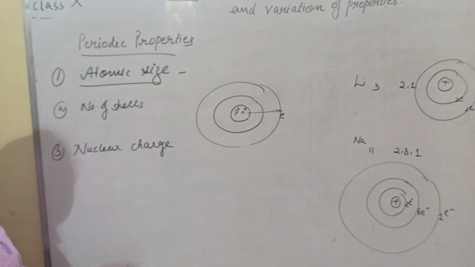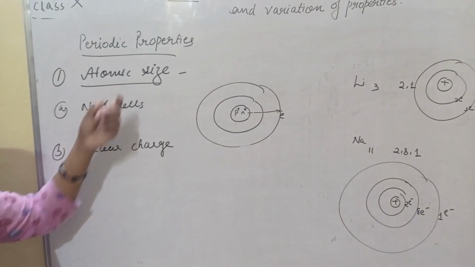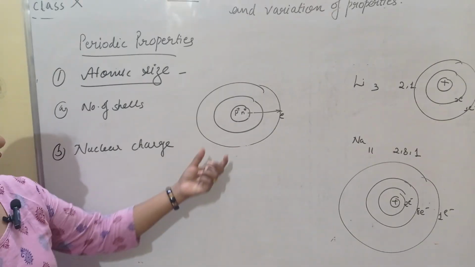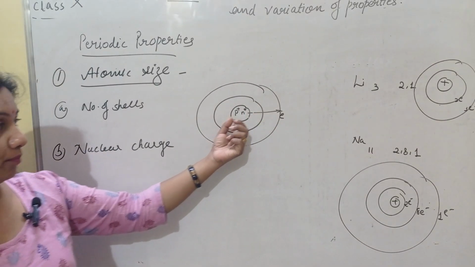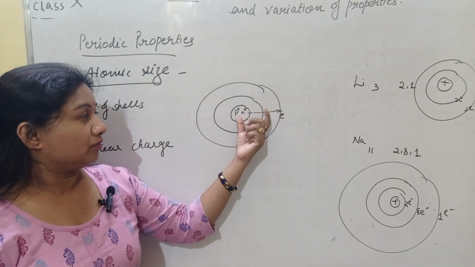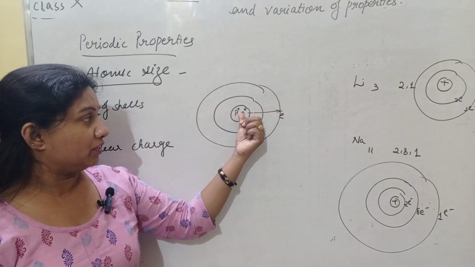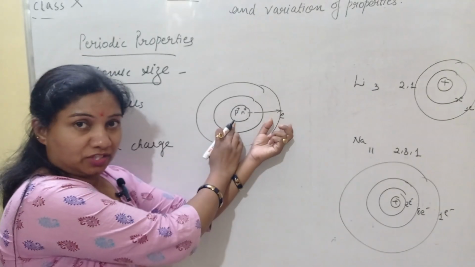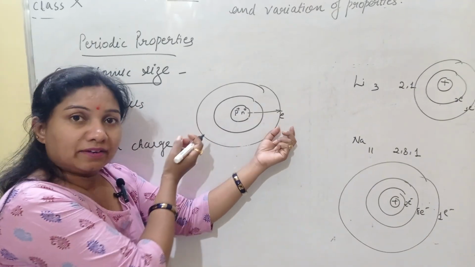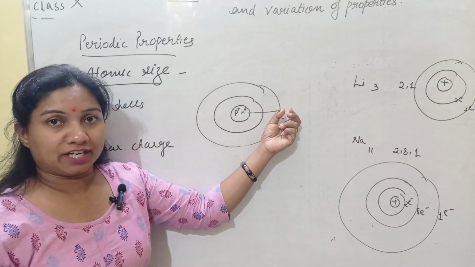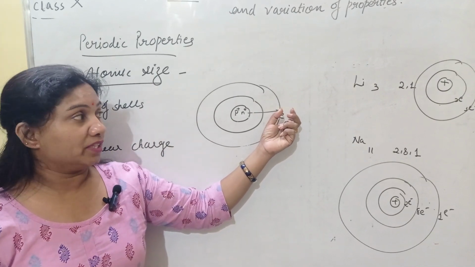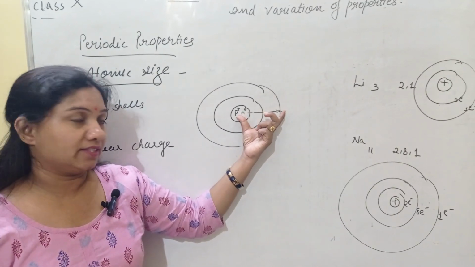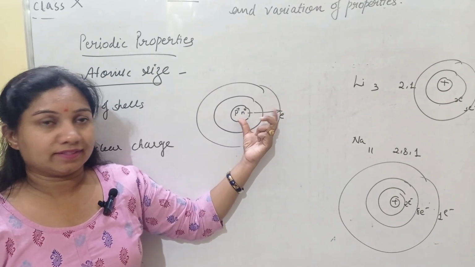Okay, so this nuclear charge, how does it affect the size of an atom? Say if we increase this nuclear charge, what happens? The force of attraction between the nucleus and the outermost electron will increase. Means if the positive charge is more, it will attract the negatively charged electron towards itself. So because of that, what will happen? This will shrink, and as a result it will decrease in size.